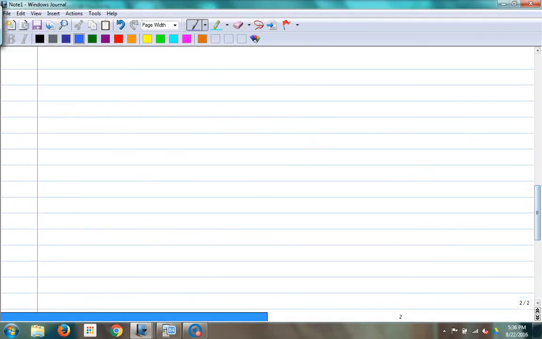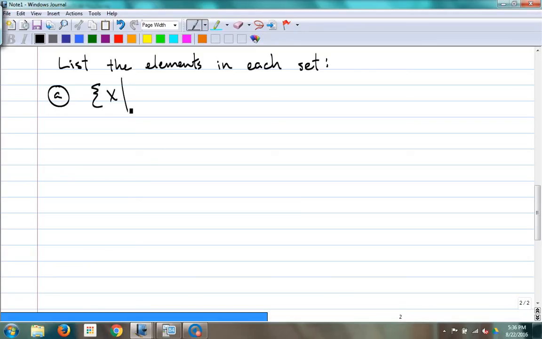Let's try to do this. Let's try to list the elements in each set. So those are our instructions to list the elements in each set, and then I'm going to give you an example with some sort of description of the set. Okay, and I'm going to use that set builder notation. X, as long as X is like whatever I'm going to write here.